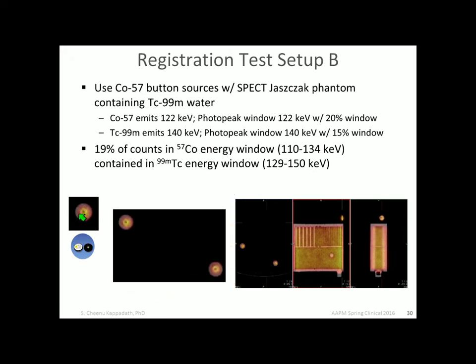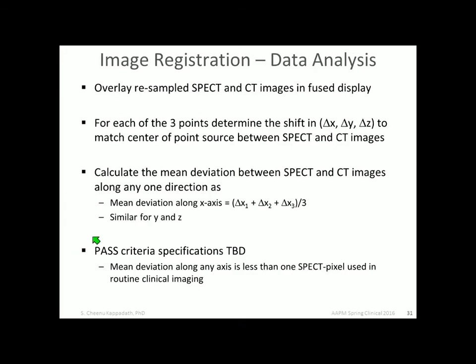If you look at this image, there's a small air cavity within these sources. So when you look at them in CT, you can identify the center of these very easily, and you overlay the hot spot of the SPECT emission over there, and that's how you assess registration. Okay, so there are a couple of approaches.